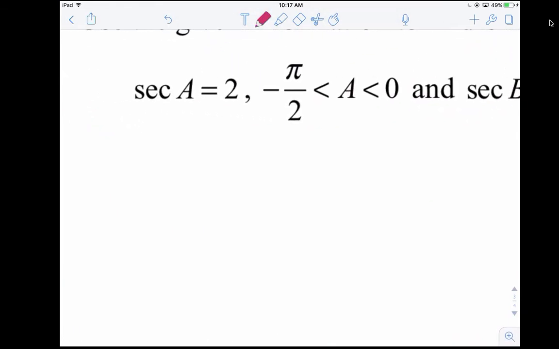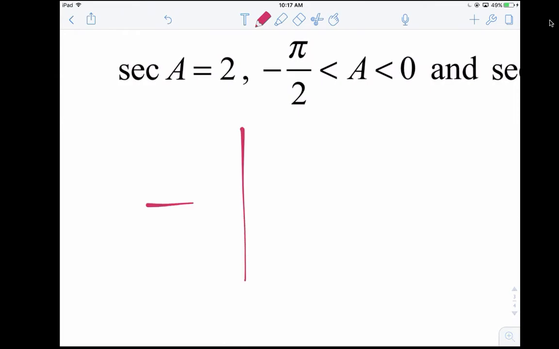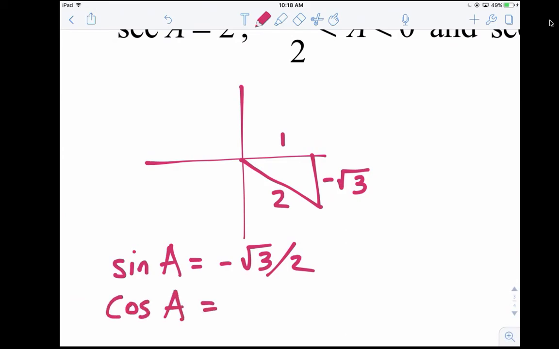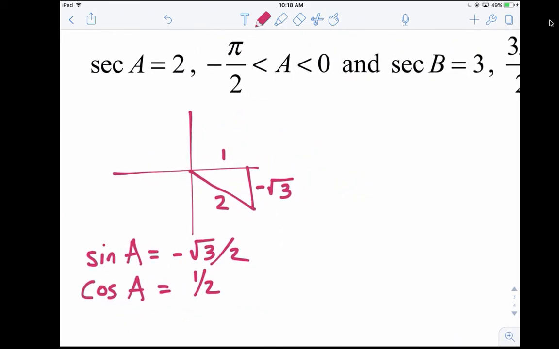So you have to draw them out. For the first one, it's between negative pi over 2 and 0, so that tells me that it's down here. Now the secant ratio is 2, where the cosine ratio would be 1/2. So adjacent is 1, the hypotenuse would be 2, and that makes the missing side negative root 3. So sine of a would be negative root 3 over 2, and then cosine of a would be 1/2. You're just using the information that they give you to help you find the ratios that you don't know.